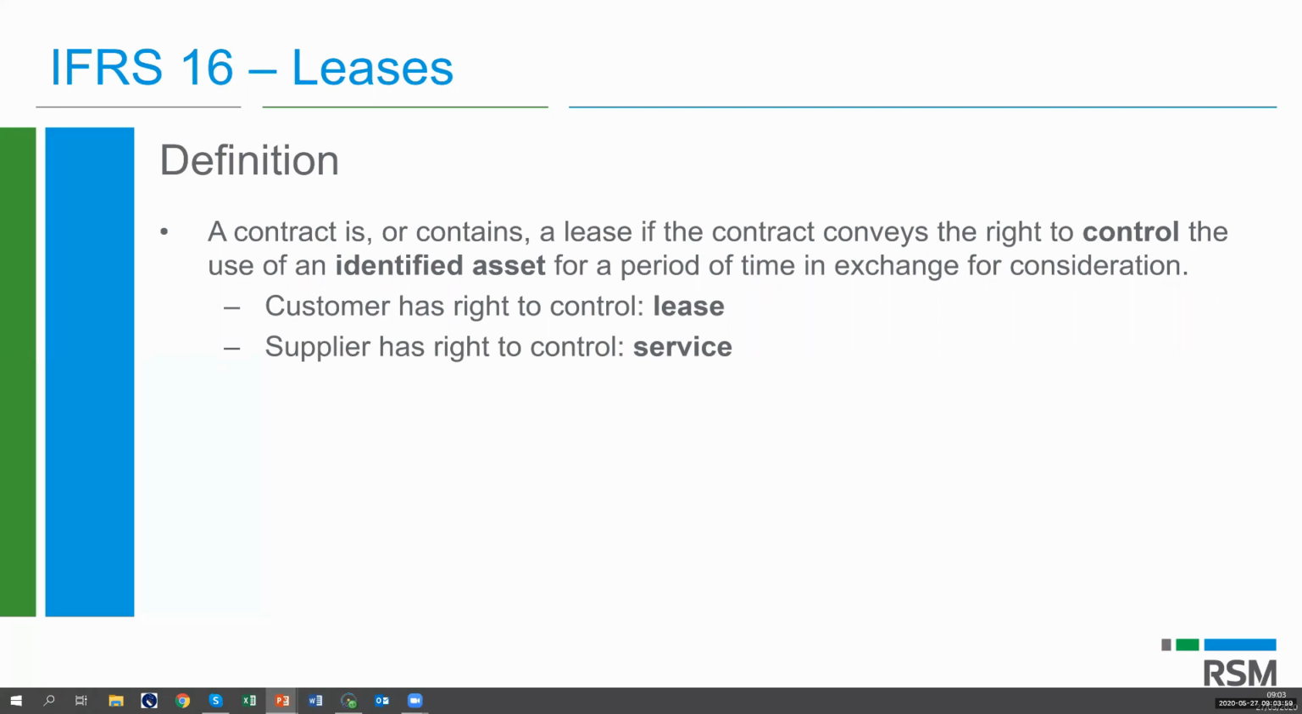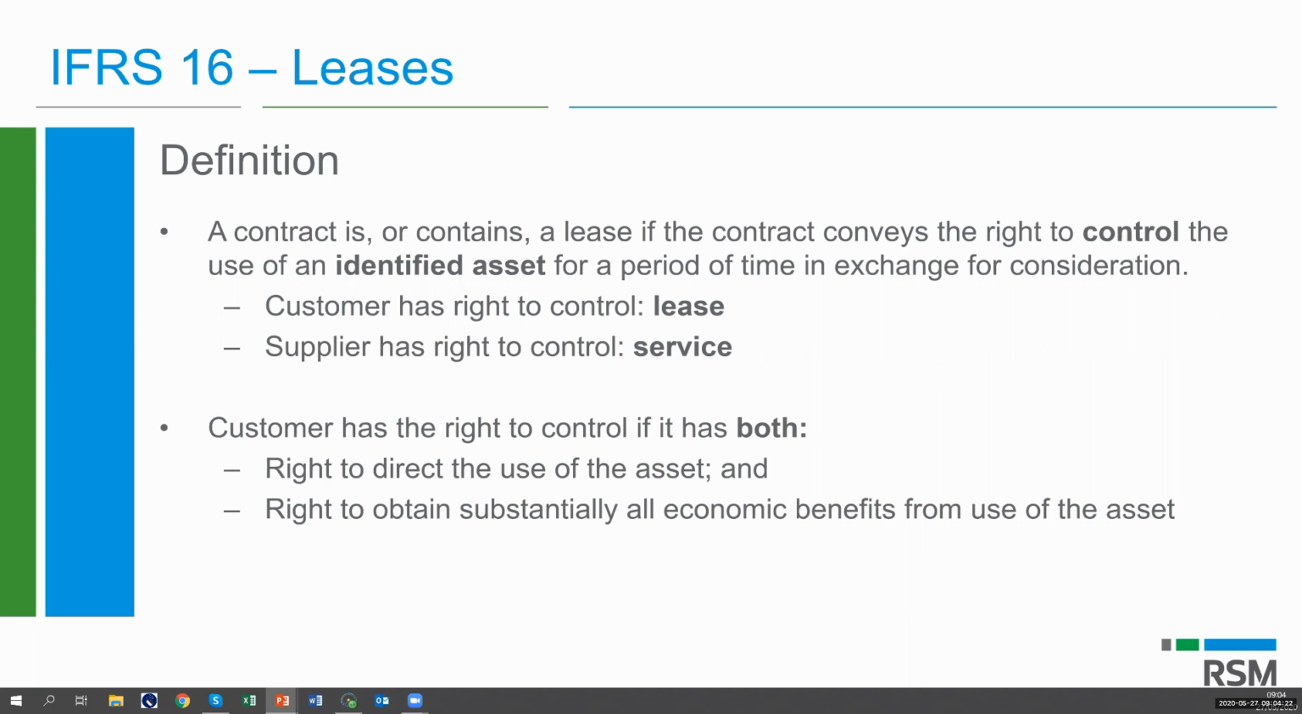You're going to pay for it for a period of time. So where you as the customer control that asset and have the right to control that asset, it's a lease. But where the supplier has the control, it's a service. So that is clearly the distinction there. You as the lessee have to have the right to control that asset in order for there to be a lease.